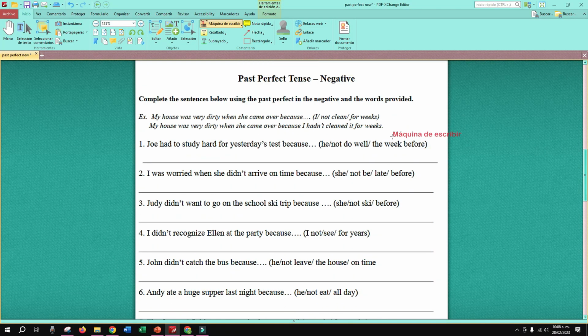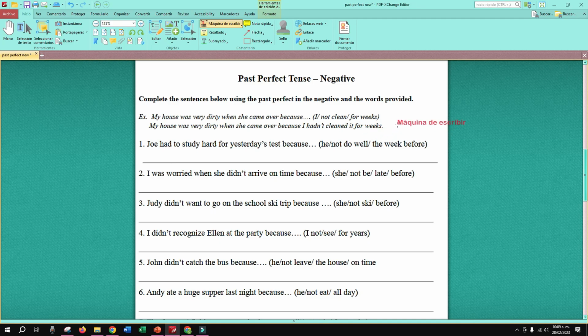Okay, let's see the negative form of this. Complete the sentences below using the past perfect in the negative and the words provided. For example, my house was very dirty when she came over because we have here some words between parentheses: I not clean for weeks. So let's rewrite it. My house was very dirty when she came over because I hadn't cleaned it for weeks.